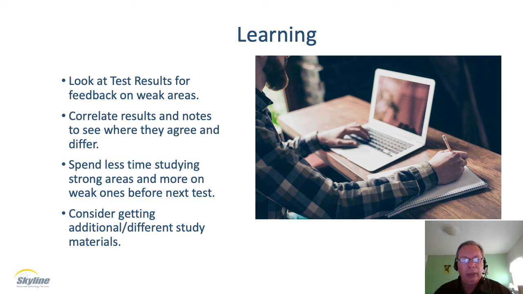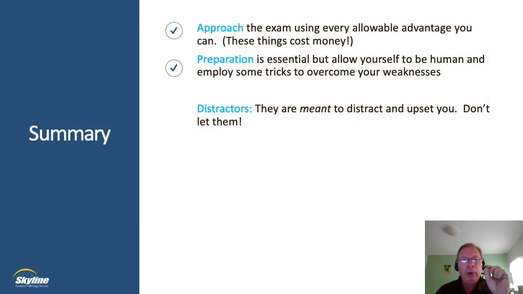The end result is you're going to become more well-rounded. And really, Cisco wants you to be a well-rounded person. The idea of the test is to prove you are. Approach the test using every allowable advantage you can. Okay? Because these things, I think they're up to $400. So use every advantage you can. Okay? Preparation is essential, but allow yourself to be human and employ some tricks to overcome your weaknesses, like those short-term memory tricks.